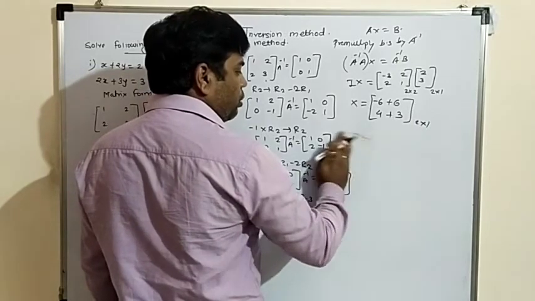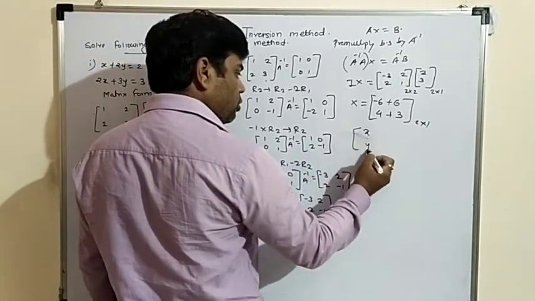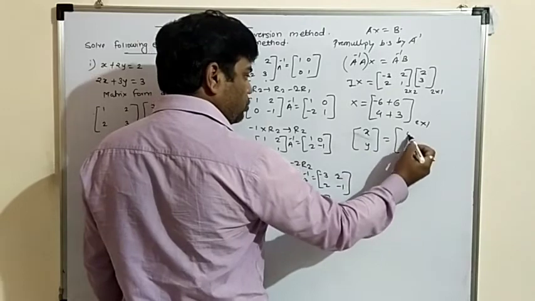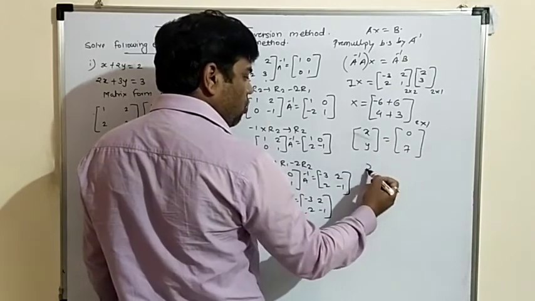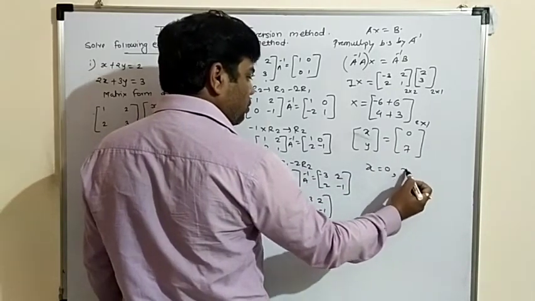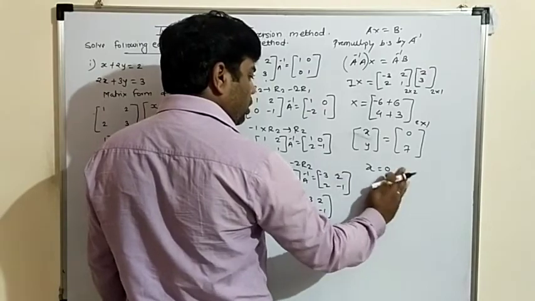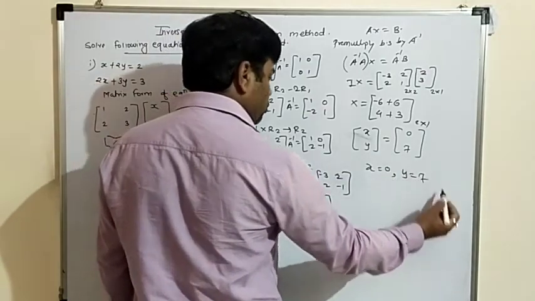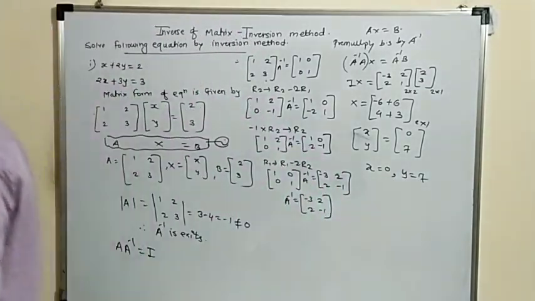So what is the value of capital X? X, y is equal to 0, 7. On comparing, we get the value of x is equal to 0. The value of y is equal to 7.